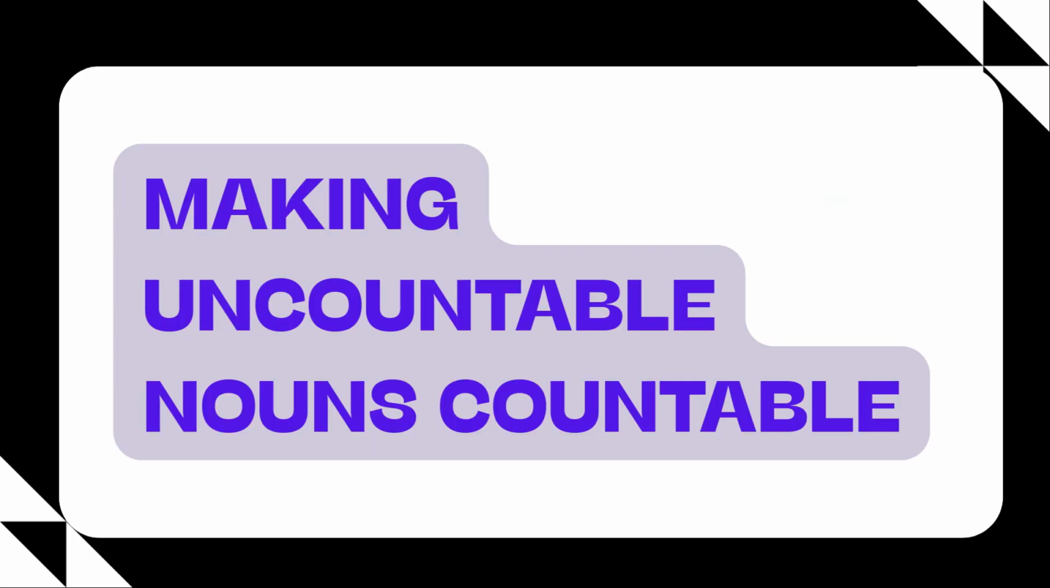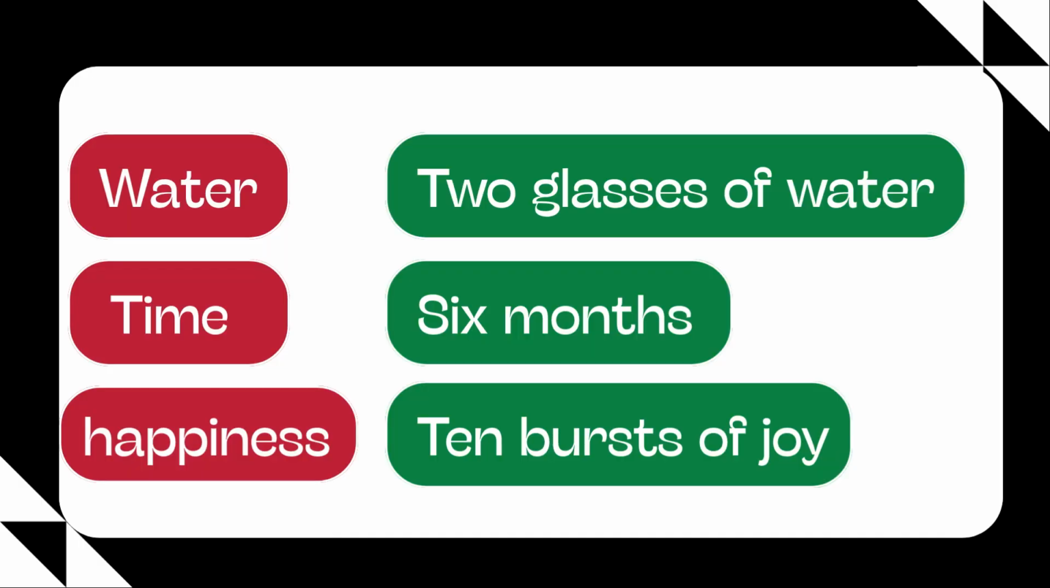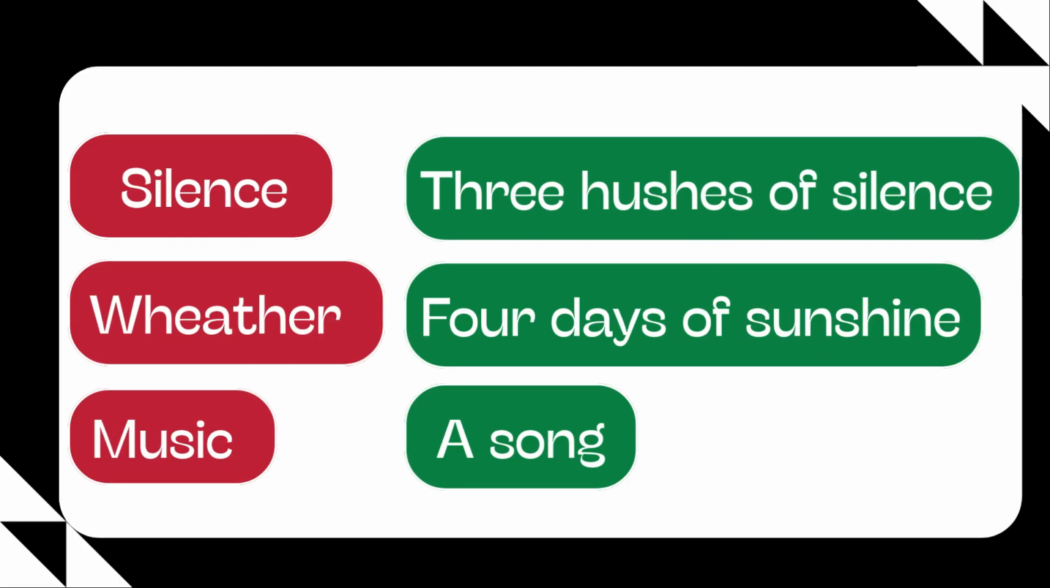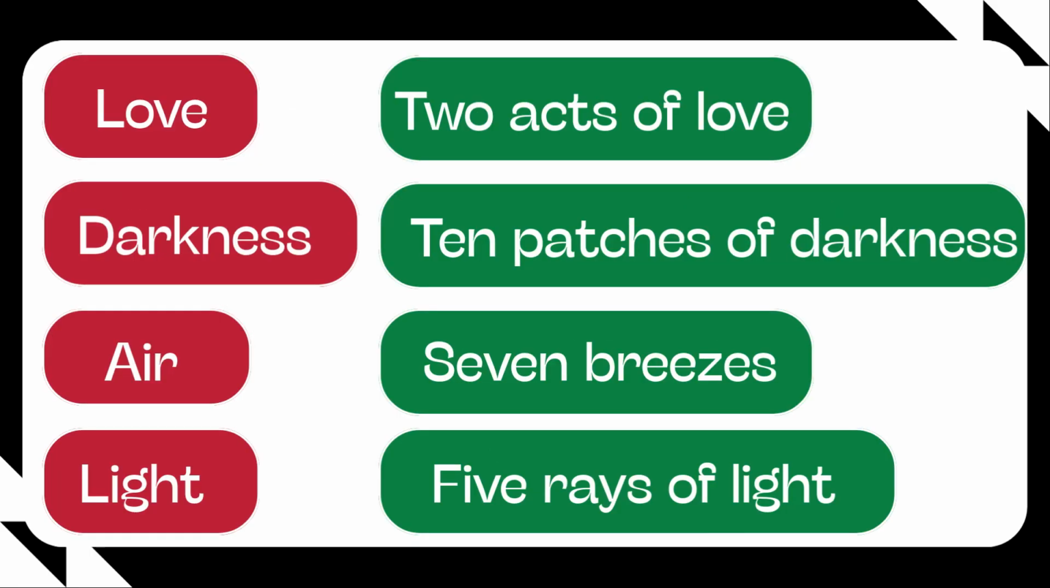Making uncountable nouns countable. Water, 2 glasses of water. Time, 6 months. Happiness, 10 bursts of joy. Silence, 3 hushes of silence. Weather, 4 days of sunshine. Music, a song. Love, 2 acts of love. Darkness, 10 patches of darkness. Air, 7 breezes. Light, 5 rays of light.